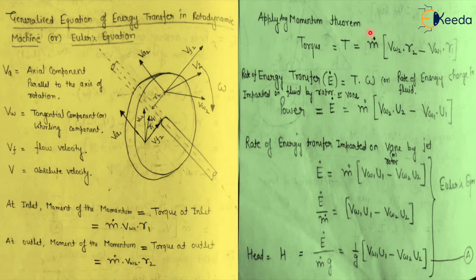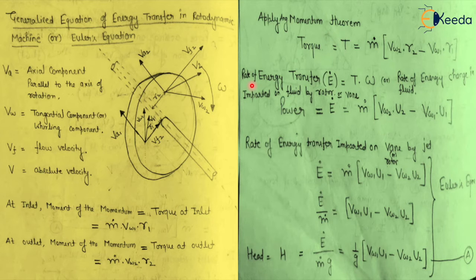Apply the momentum theorem, or the change in momentum, that means final momentum minus initial momentum. So torque will be equal to m dot into (VW2 R2 minus VW1 R1). Now we have calculated the torque.